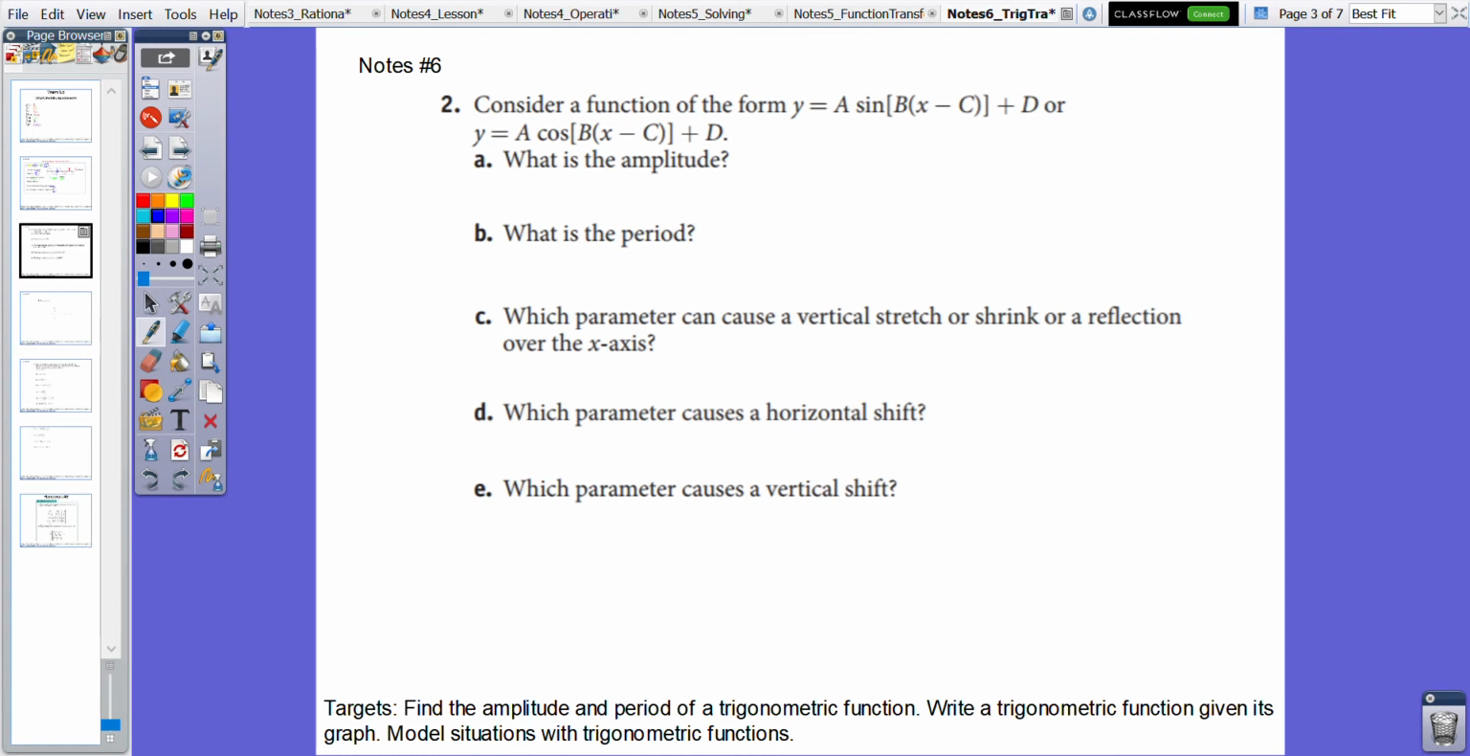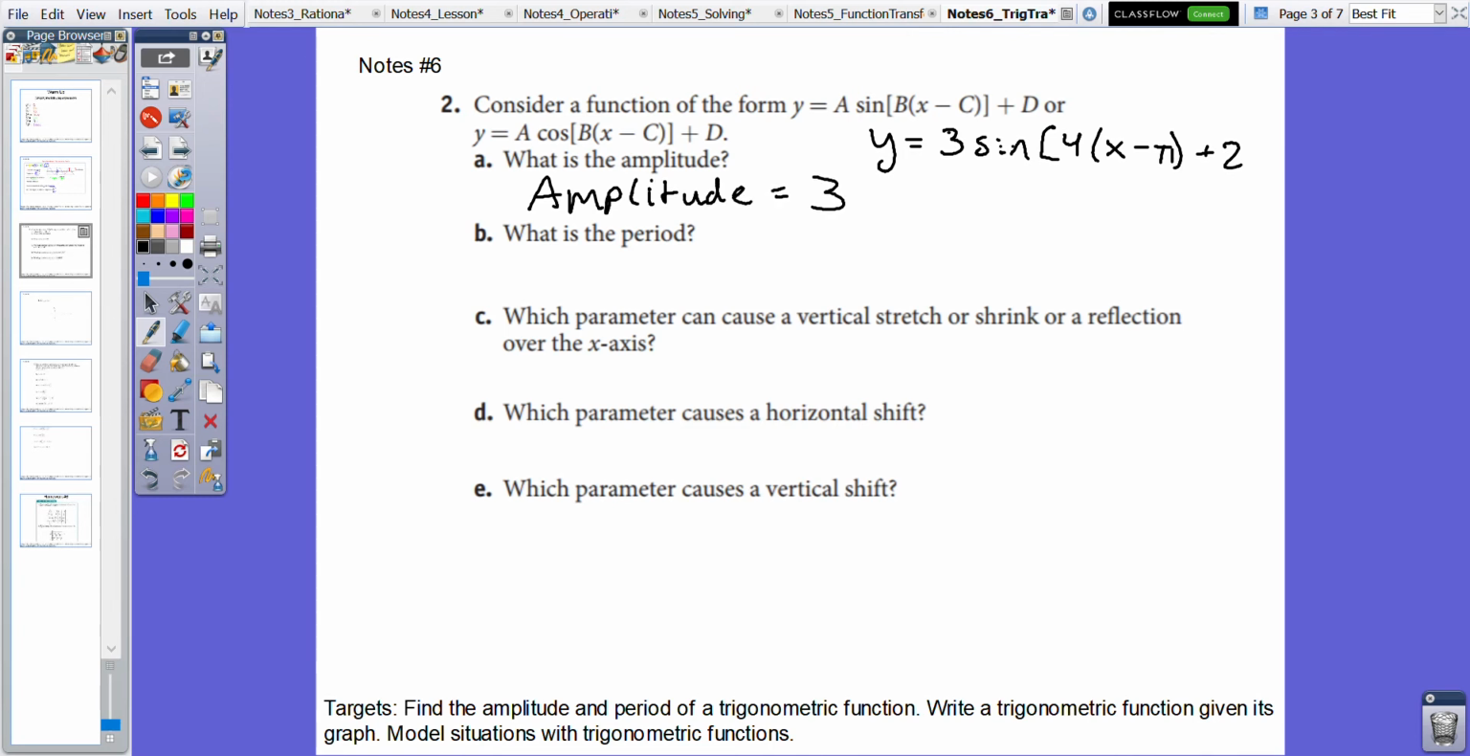Let's say we have, for instance, y equals 3 times sine of 4 times x minus pi plus 2. Okay? So the amplitude here, remember, we take the absolute value of our coefficient. So let's say we have the coefficient A. We take the absolute value of 3. That means the amplitude has to be whatever the absolute value of 3 is, which is just going to be 3.